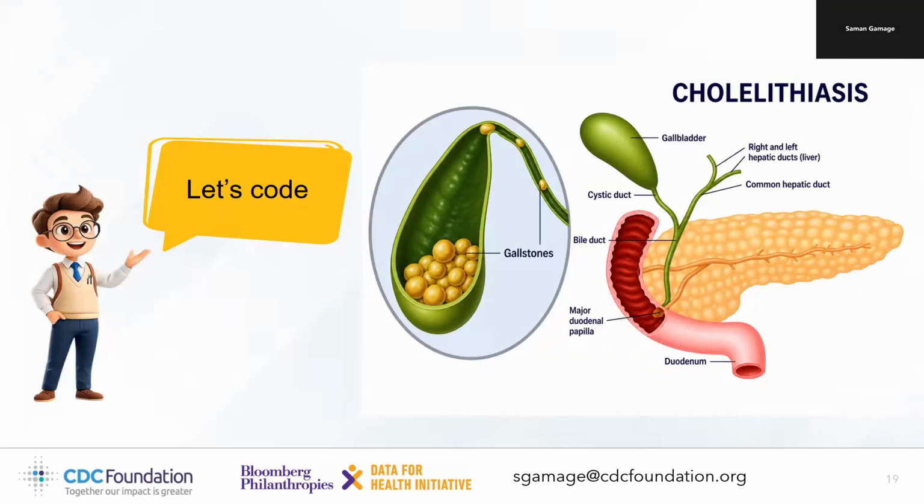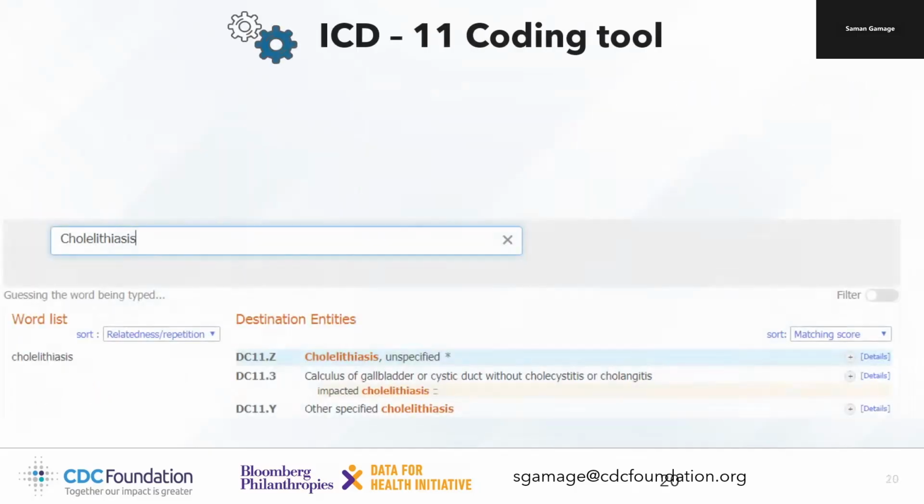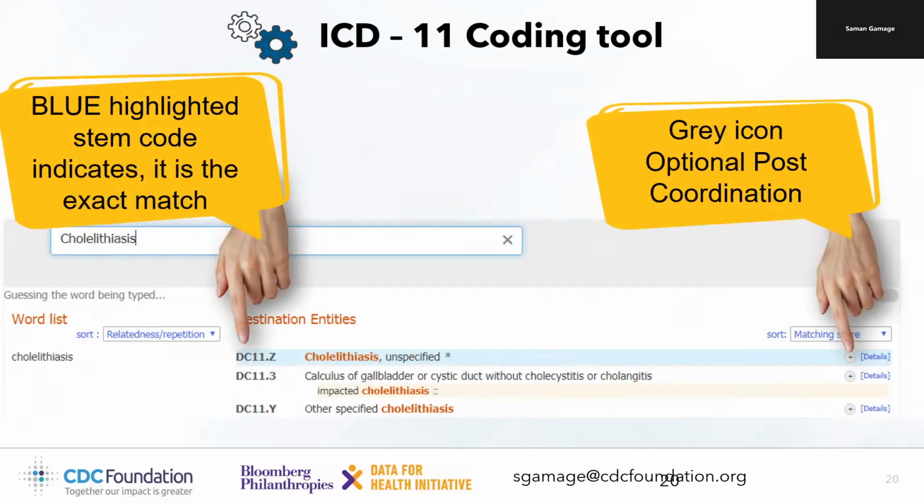Let's code another diagnosis, cholelithiasis. As you know, cholelithiasis is presence of stones in the biliary system. And we search cholelithiasis using the coding tool. A blue highlighted stem code indicates it is the perfect match.